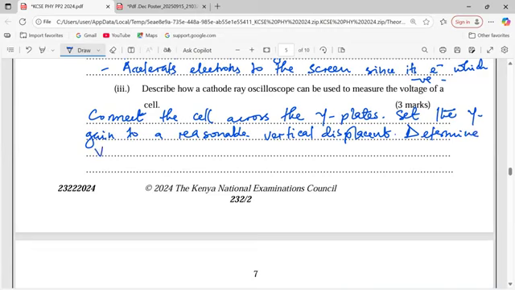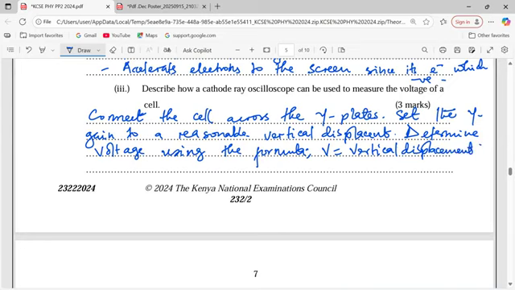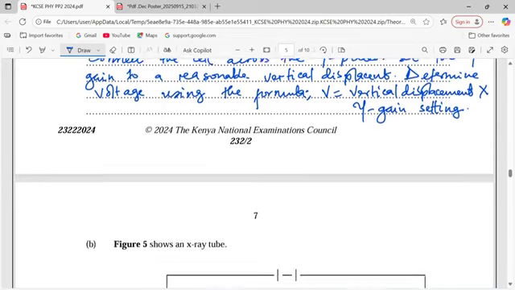Determine voltage using the formula: the Y gain setting, or rather the sensitivity, times the displacement. V equals the vertical displacement times the Y gain setting.